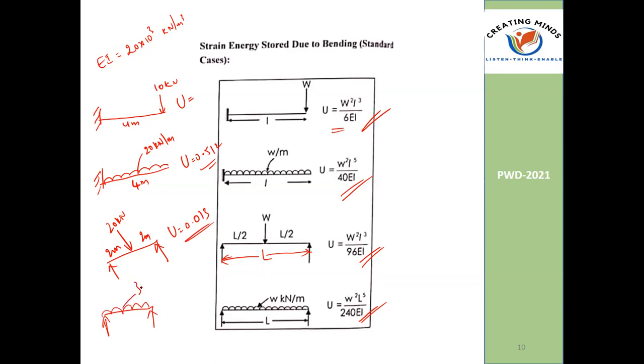Point load, 30 kilonewton per meter, 3 meter. What is the value?